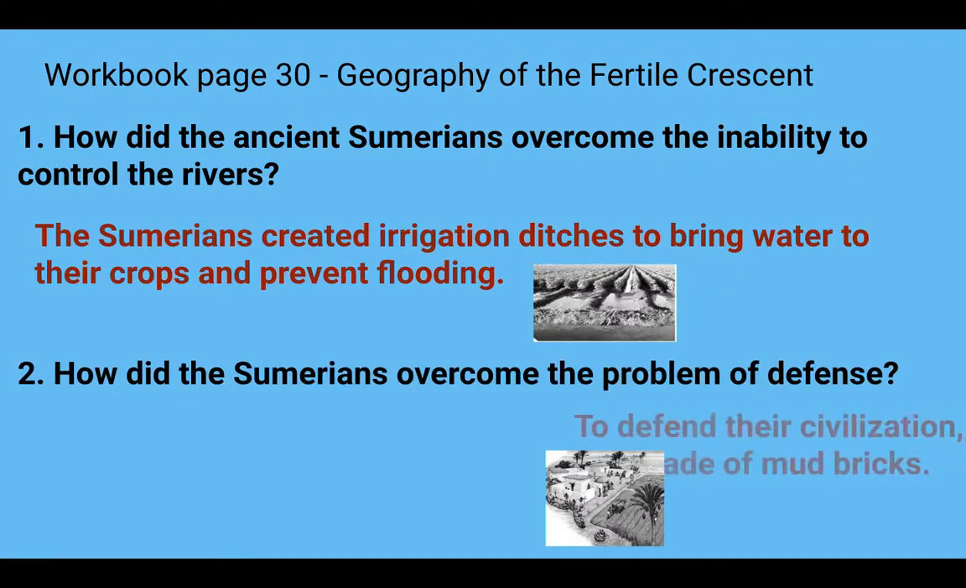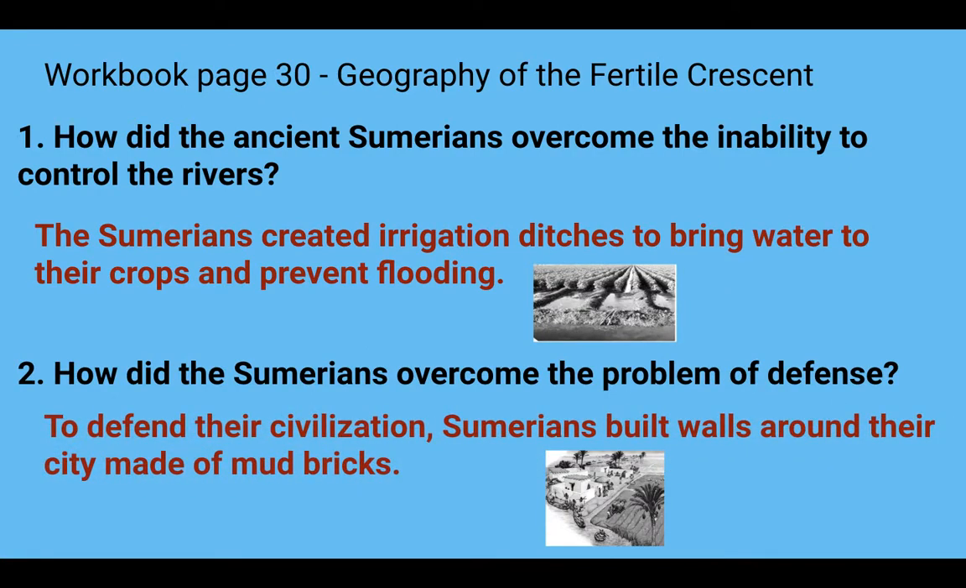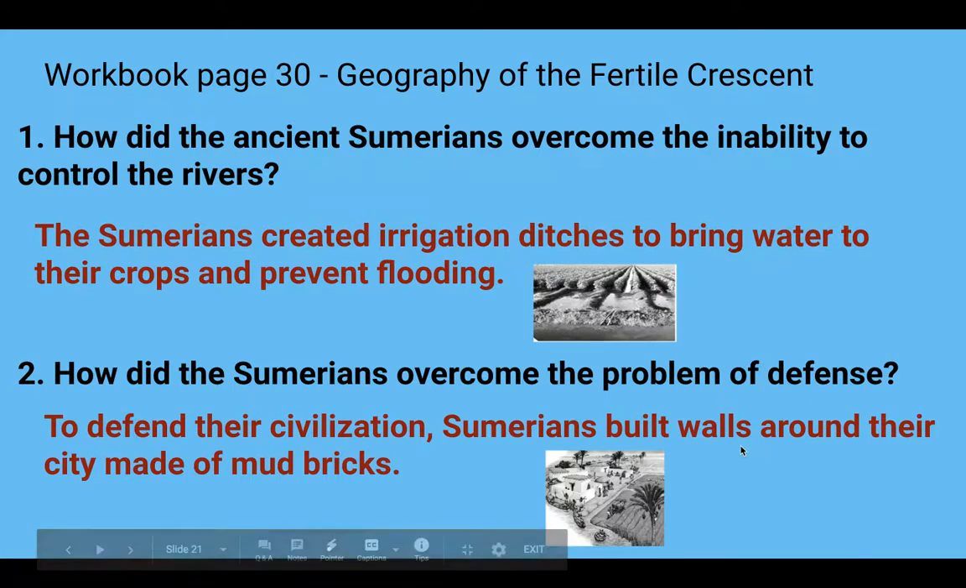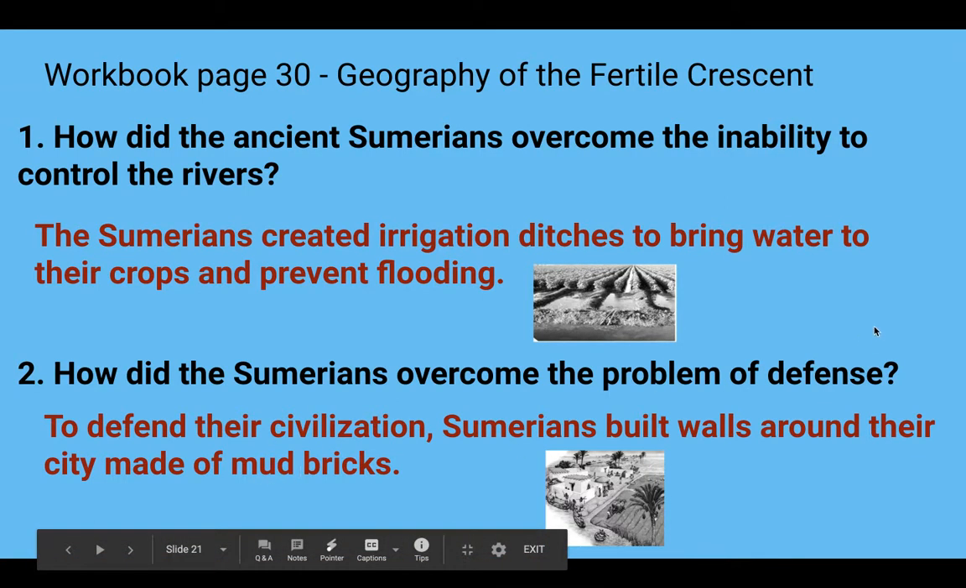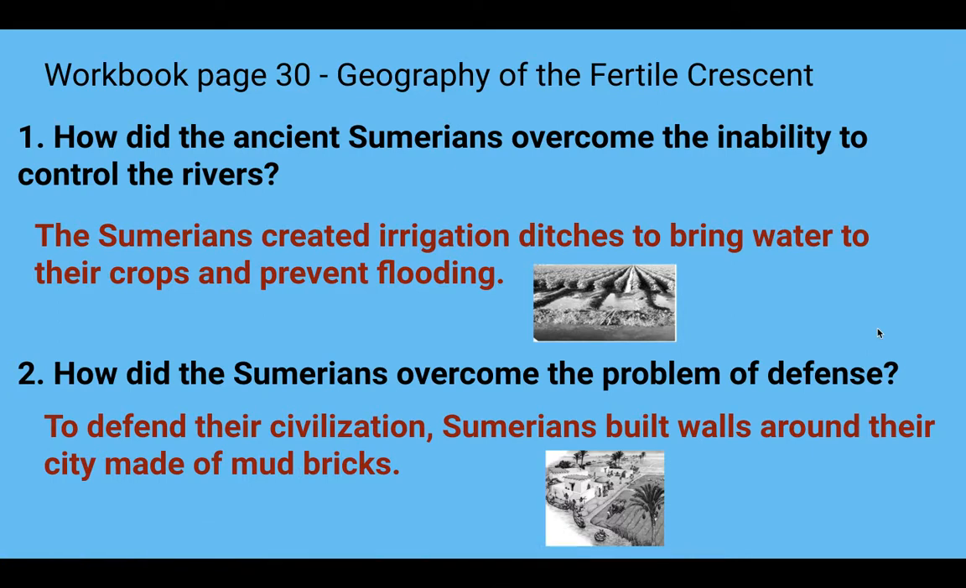All right, friends, welcome back. Well, they couldn't use trees, they couldn't use wood for walls, so we know that they used what was available to them. So they built brick walls made out of mud to surround their cities for defense. It's pretty smart of them.